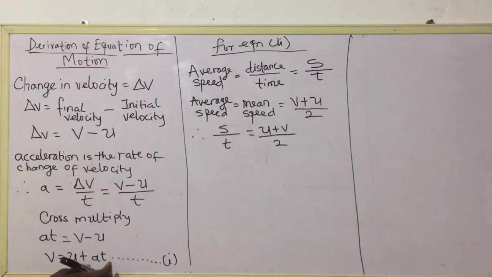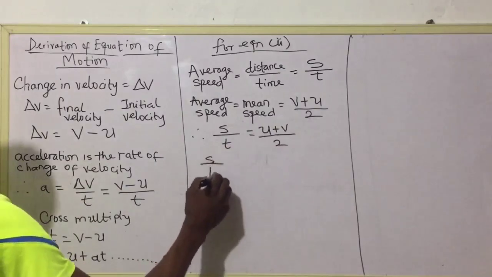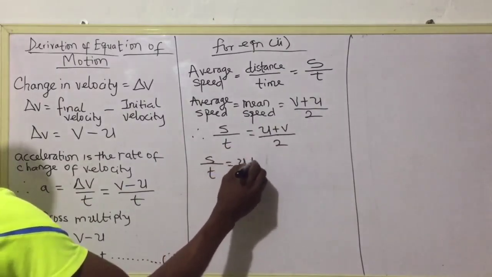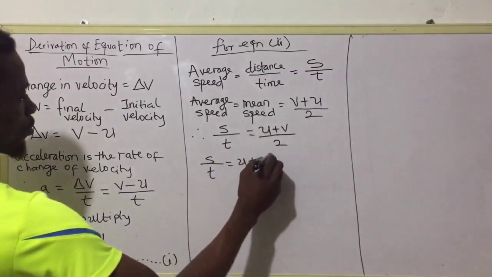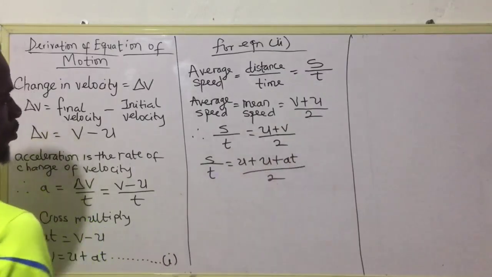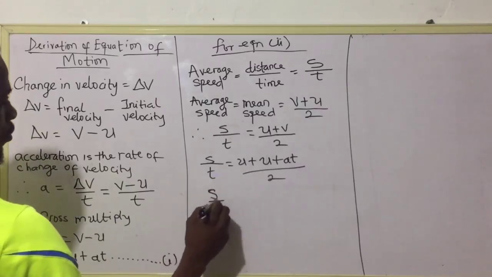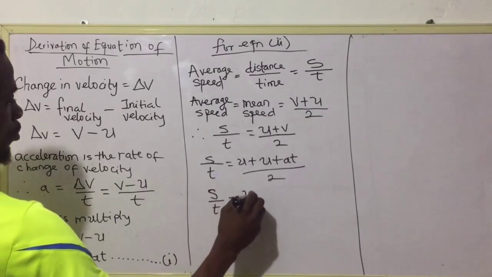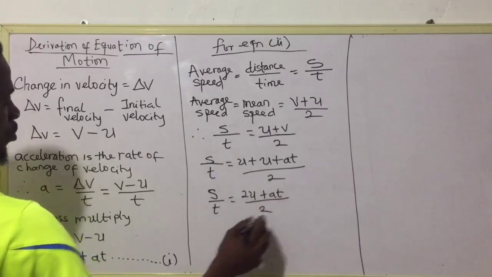With this, now I'll go back to equation 1 and check. V is U plus AT. So anywhere I see V, I'll put U plus AT, meaning my S over T would be equal to U plus, instead of writing V, I'll write U plus AT, all over 2. Now our S over T should be equal to 2U plus AT over 2.